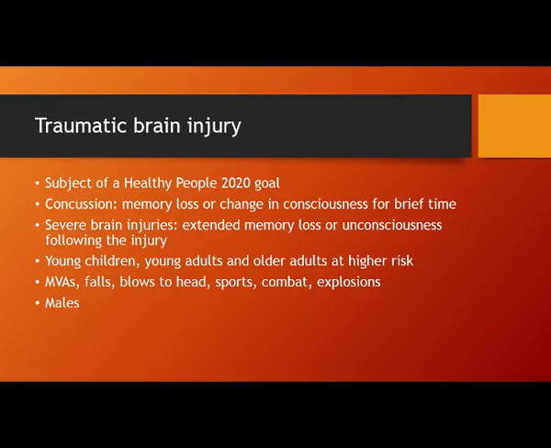Then another topic in this chapter is traumatic brain injury, and there's a section about that in the book. Be sure to read that. Traumatic brain injury is one of the goals for Healthy People 2020. Our government has set the goal of reducing traumatic brain injury and improving care of people with traumatic brain injury.